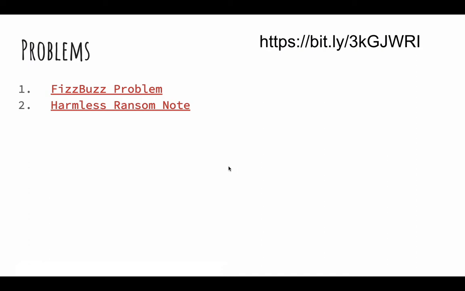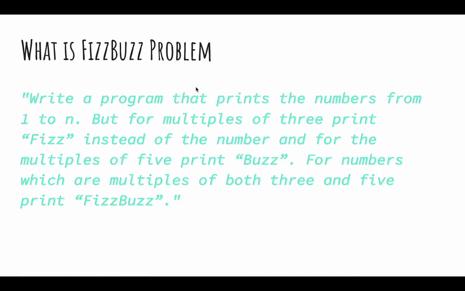Okay, so let's try to solve it. We're going to use REPL as our IDE here later. So let's click here the problem. So the first one is, what is the FizzBuzz problem? So the FizzBuzz problem allows us to print the words fizz, buzz, and FizzBuzz, provided that we meet the condition.